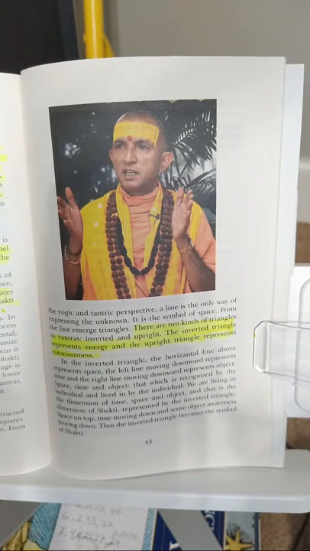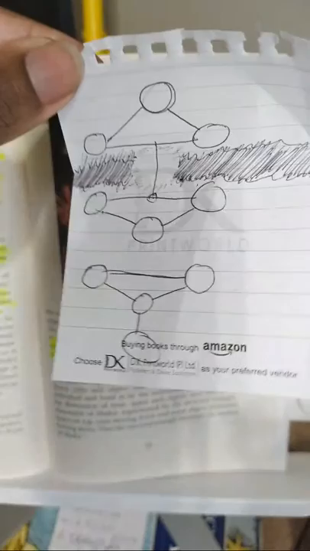Stray Panther says the three gunas. Yes. Upward triangle representing sattva, and the downward triangle representing rajas and tamas. Perfect.